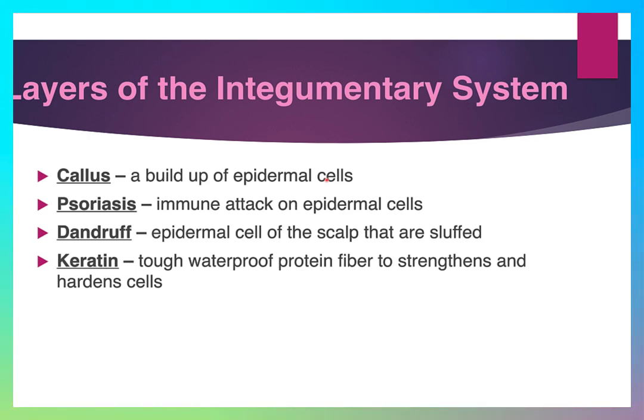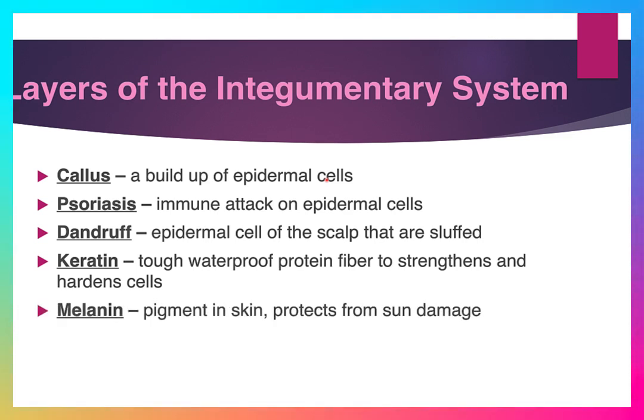Keratin is the important protein that is part of the skin epithelial cells. The epithelium is actually called keratinized epithelium because it has a significant amount of keratin, and this is a protein fiber that helps strengthen and harden the cells. Melanin: there are a few cells in the skin called melanocytes, and they produce a pigment called melanin, and this pigment protects from ultraviolet light damage which comes from the sun. And albinism is a disease that's caused by a lack of melanin. It's a genetic disease that's passed from person to person.